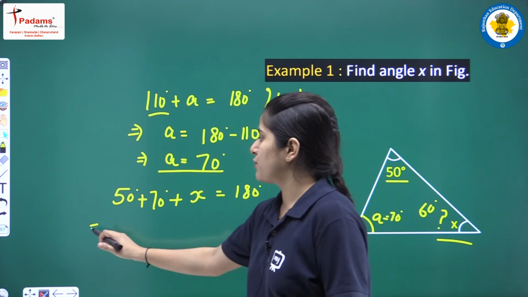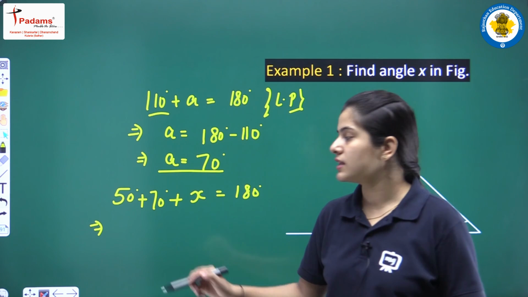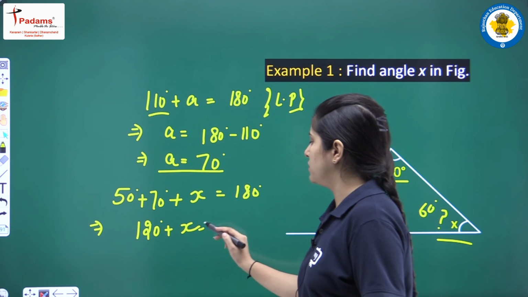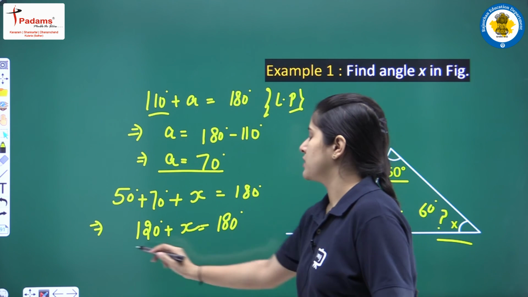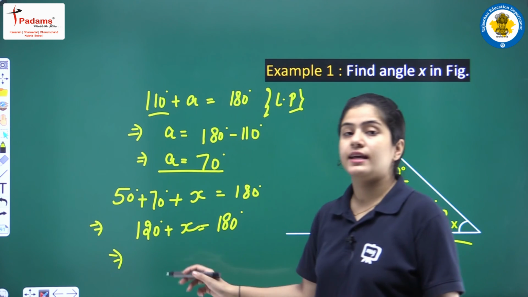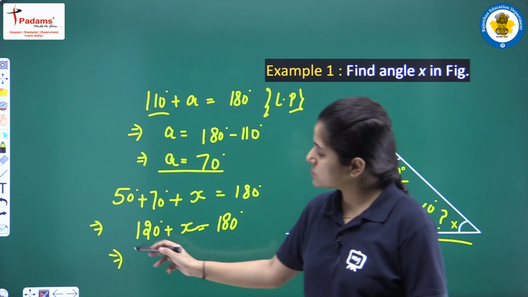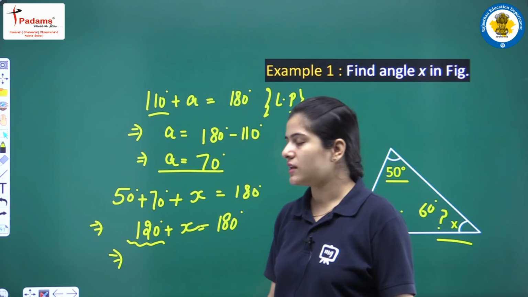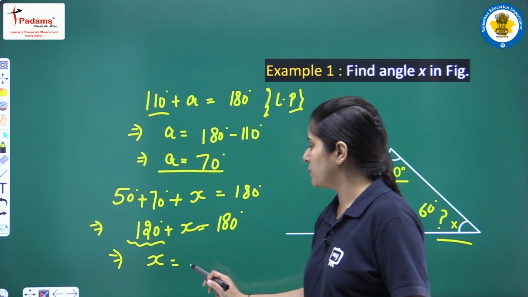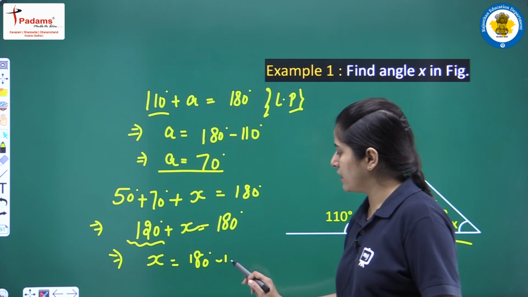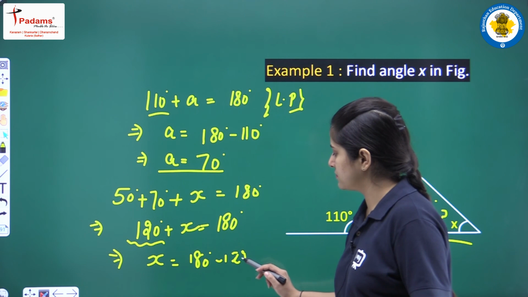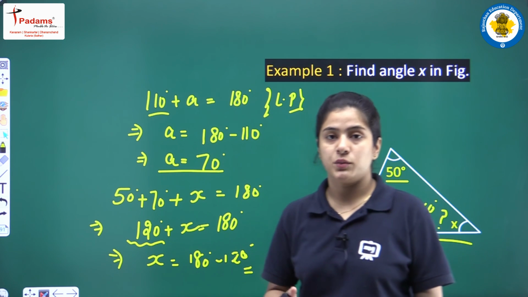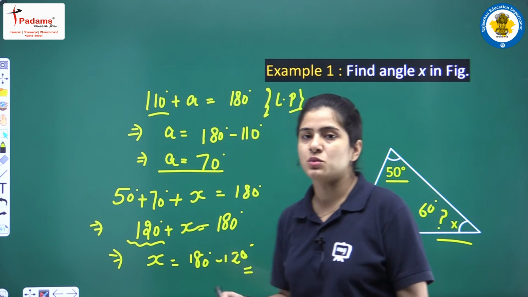Okay, students. So 50 degree plus 70 degree is equals to 120 degree, right? So 120 degree plus x is equals to 180 degree, right? Now students, 120 degree plus x is equals to 180 degree. Transpose this 120 from the left hand side to the right hand side. It will become minus 120, right? So this x is equals to 180 degree minus 120 degree. 180 degree minus 120 degree is equals to 60 degree.